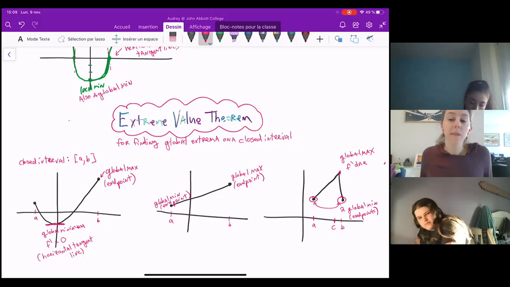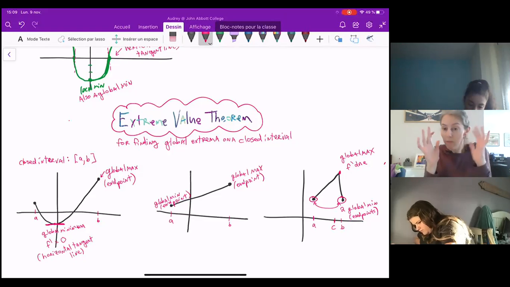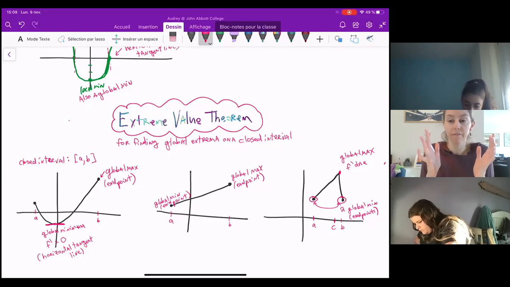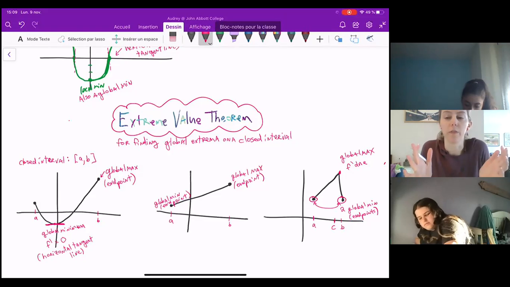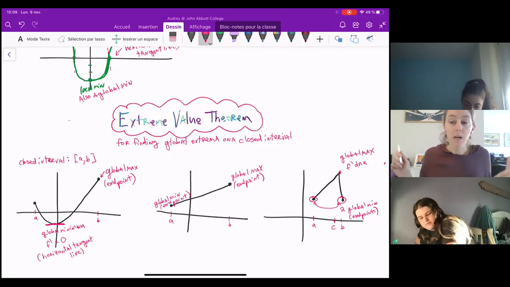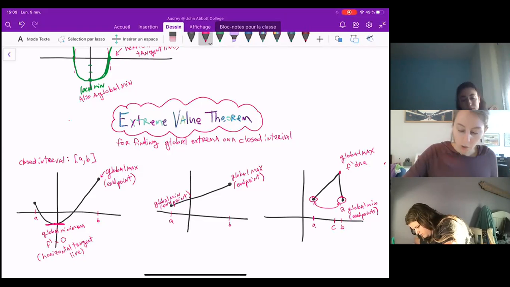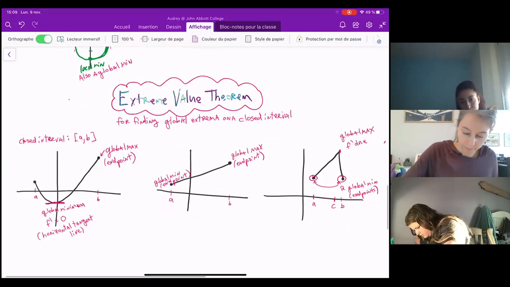Okay, so what the extreme value theorem tells me is that if I only look at a small chunk of the graph and it's continuous on that small chunk, then I'm going to be able to find global max and min. Hands down, they're just there. So let's actually state this thing.